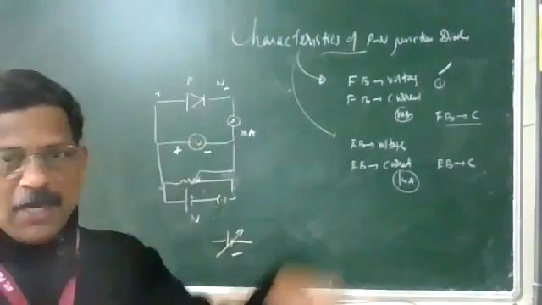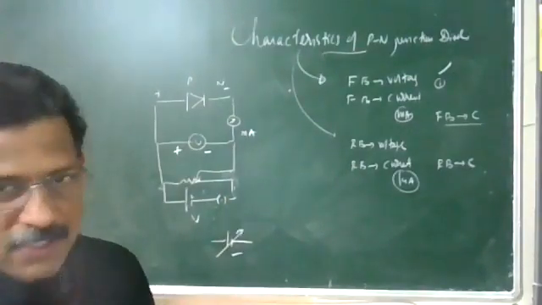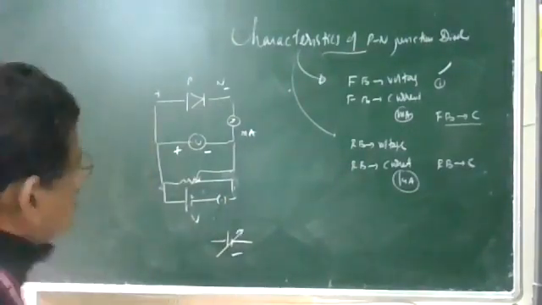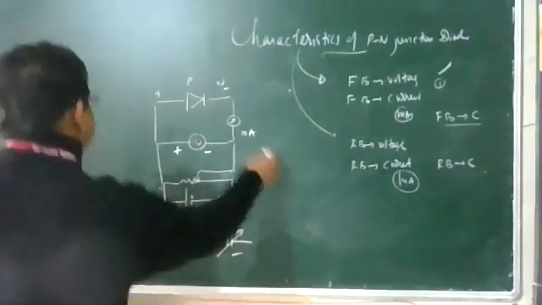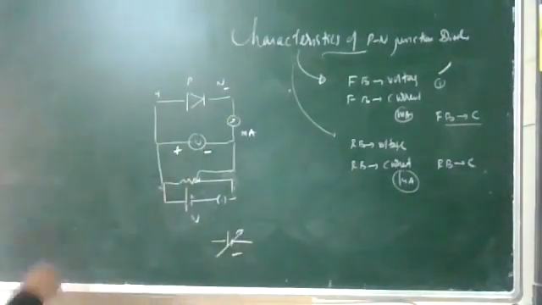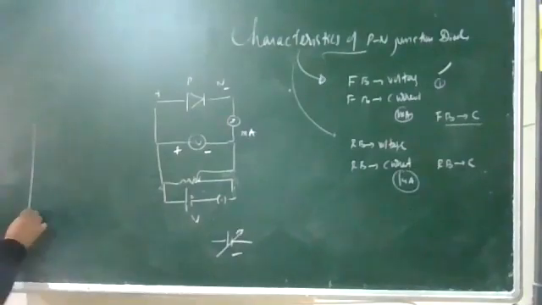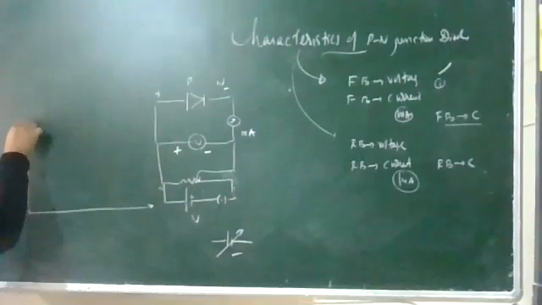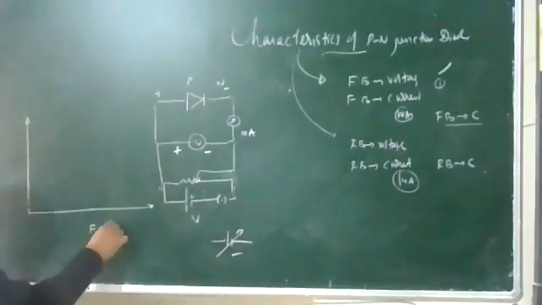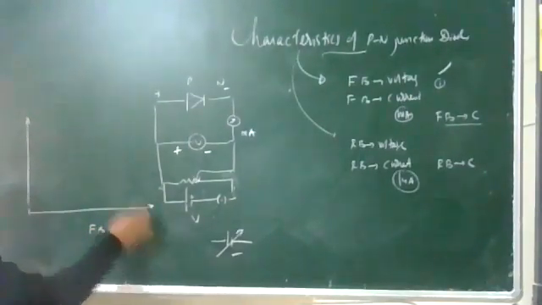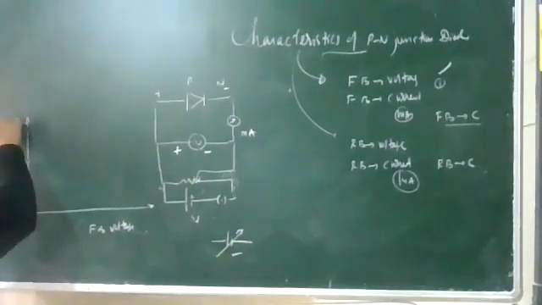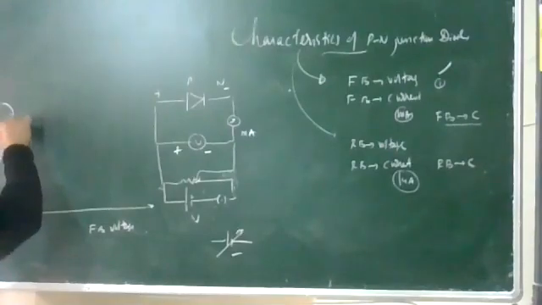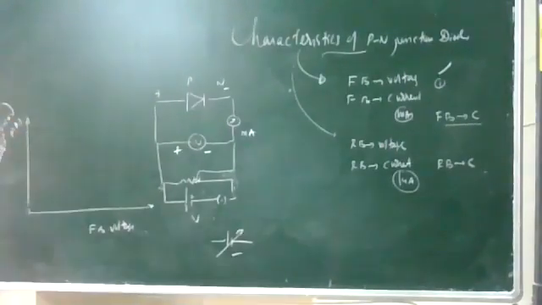Then observe the values and plot a graph. The variation of the graph is found like this. This is the forward bias voltage, FB voltage, and this is the forward current in milliampere.